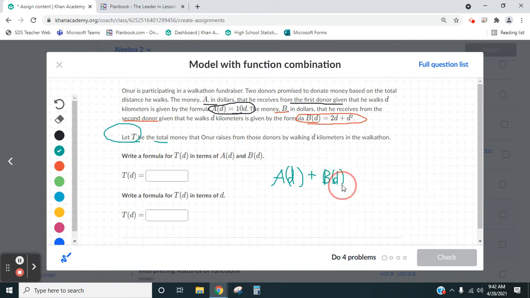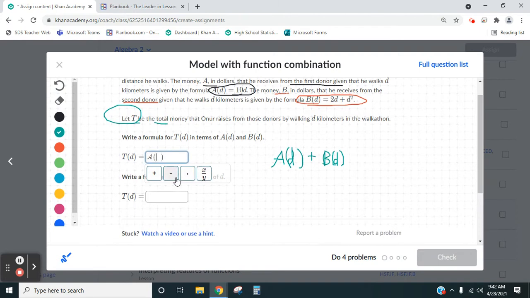Notice how I'm saying that? That shouldn't be a foreign concept to you, right? That's how we say functions. A of D and B of D. And this assignment will be something like this on all of them. So you have to decide, are we going to add, subtract, multiply, or divide the two functions? What are they asking for? So this is a pretty simple one. Obviously, if we wanted the total money, we would add the two donors, right?